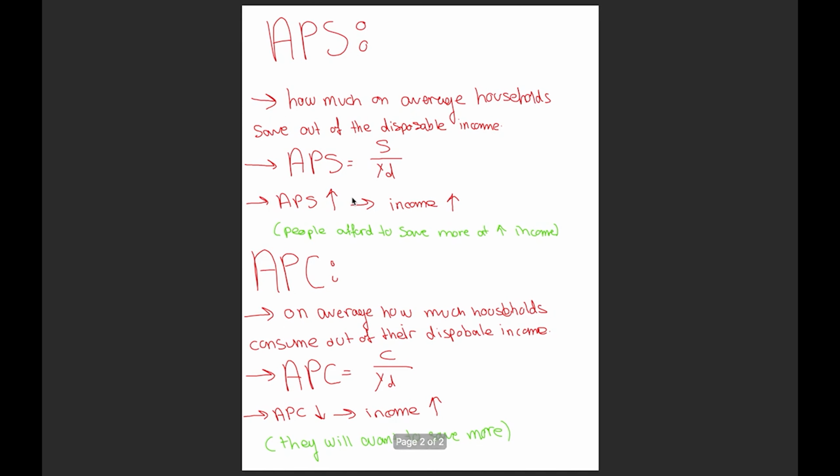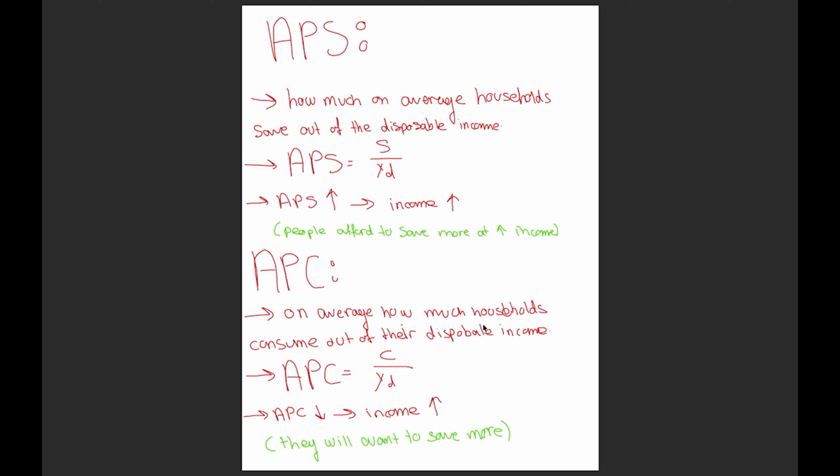Now let's move on to the APC and APS. APS is how much an average household saves out of the disposable income. It's just the average. Basically, it's average propensity to save. And APC is average propensity to consume. APS is savings over disposable income. What's the difference between APS and MPS? MPS is the change of savings over the change in disposable income. However, average is just the savings over just the disposable income. And here we can see when income increases, APS increases, because people can afford to save more at a higher income.